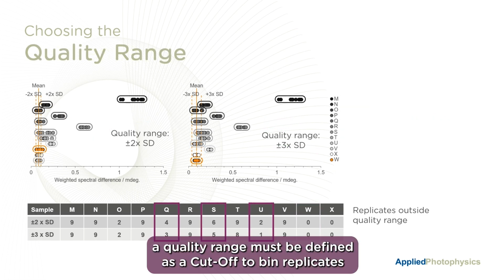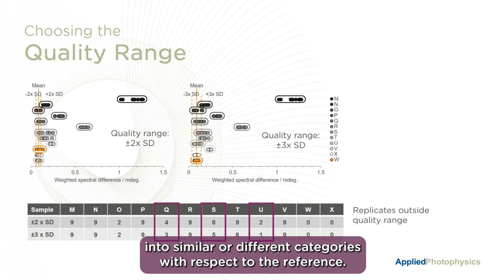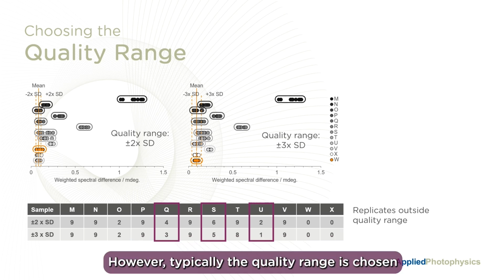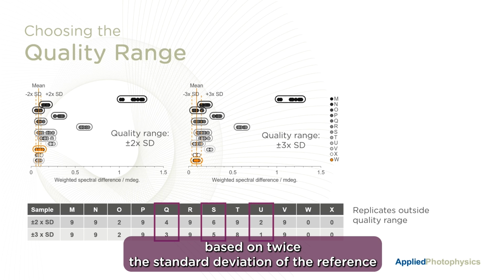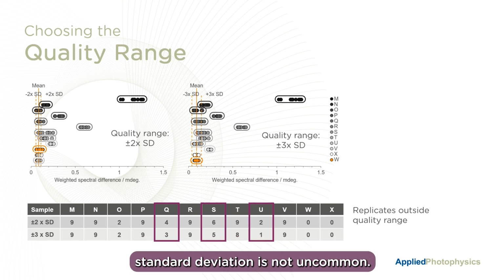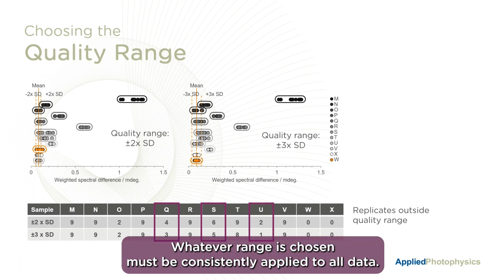A quality range must be defined as a cutoff to bin replicates into similar or different categories with respect to the reference. This is a somewhat arbitrary decision. However, typically the quality range is chosen based on twice the standard deviation of the reference similarity values, with ranges of 1.5 to 3 standard deviations not uncommon. Whatever range is chosen must be consistently applied to all data.